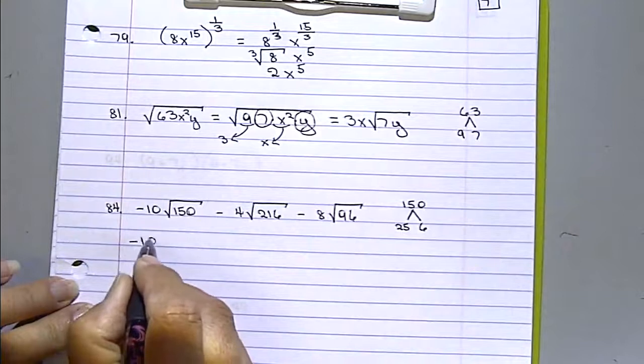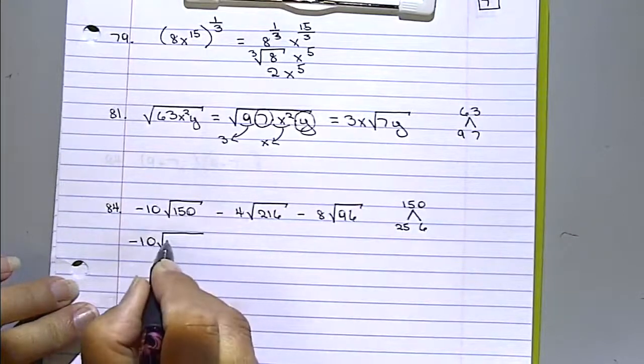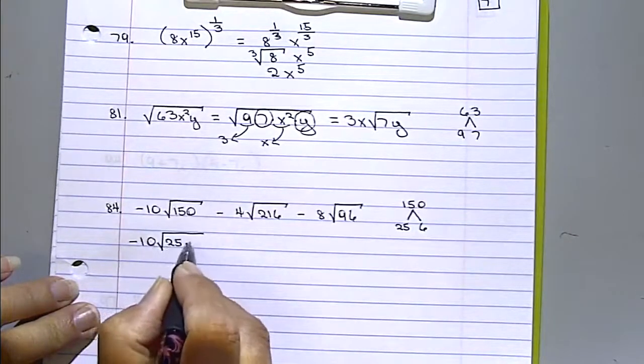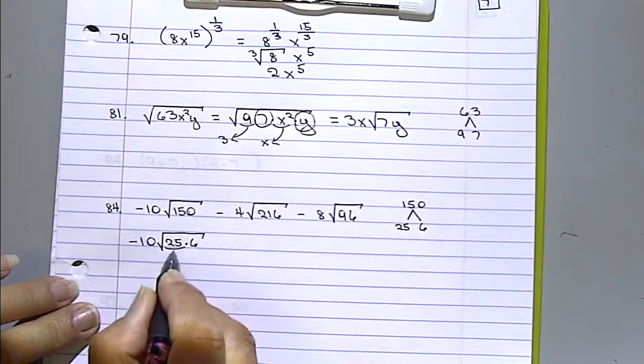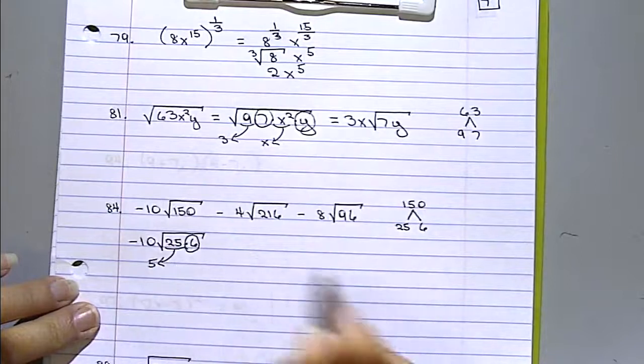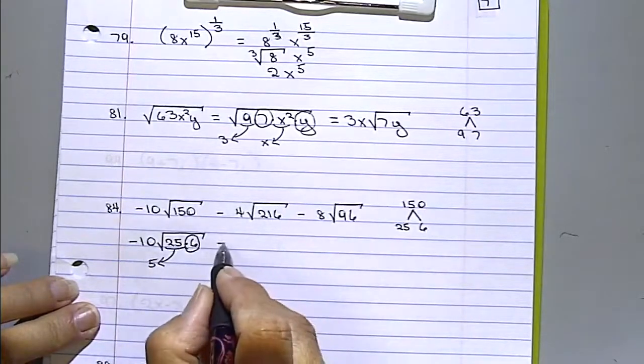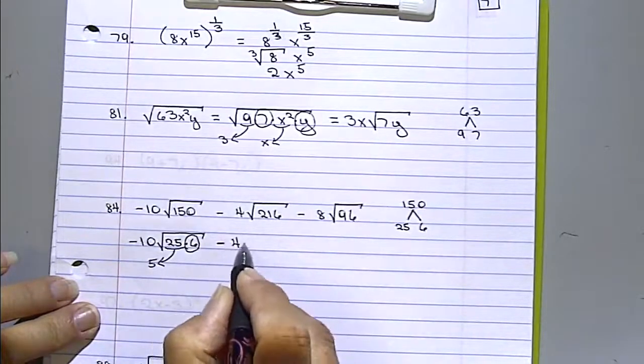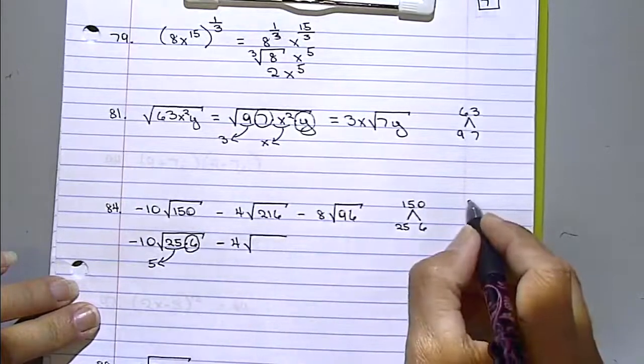I'll just rewrite it as the square root of 25 times 6, and I know this one's going to come out as 5, and I know this one's going to stay. Okay, I'll fix that later. This was minus 4 times what? I've got to do the same thing for 216.